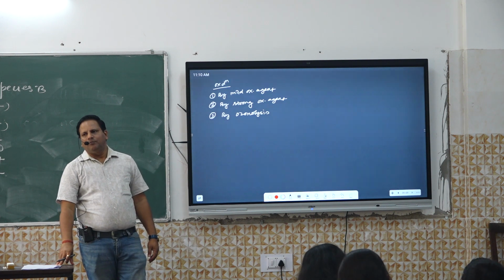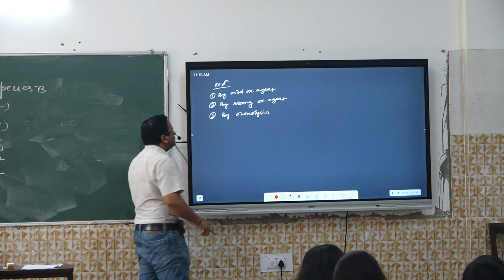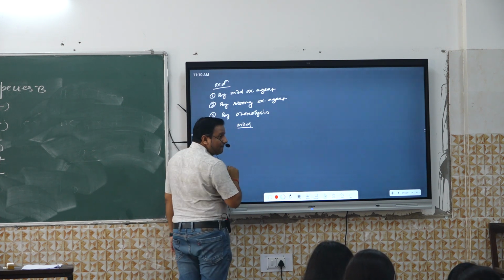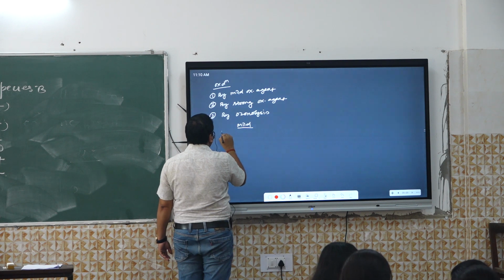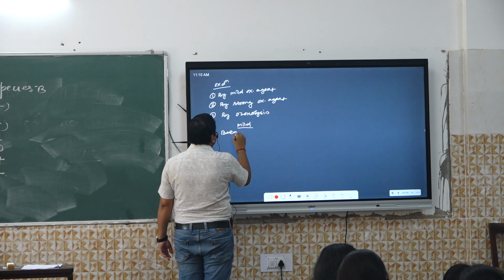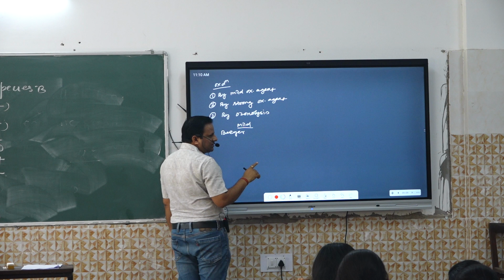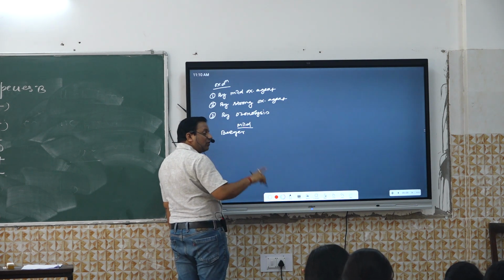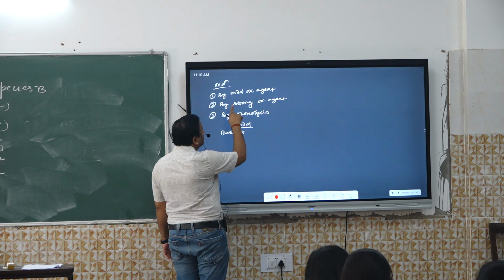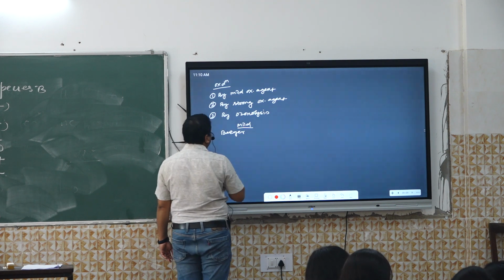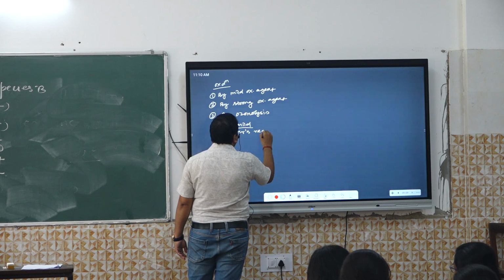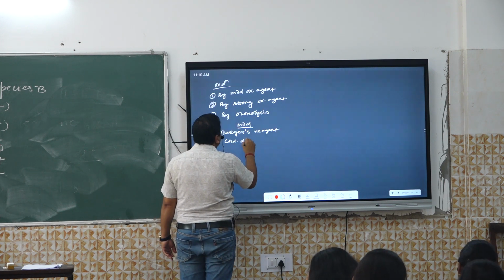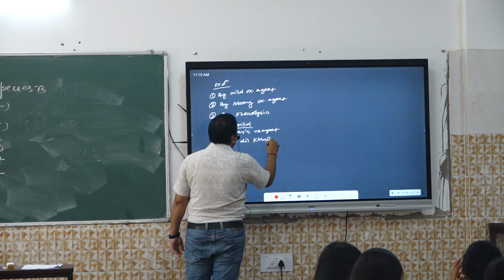Quickly note down. By mild oxidizing agent. So what are the mild oxidizing agents? PCC, PDC or Jones reagent, Collins reagent, that is mild oxidizing agent for alcohol to aldehyde and ketone. But here we are discussing a mild oxidizing agent for alkene, Bayer's reagent. So what is Bayer's reagent? That is cold dilute KMnO4.